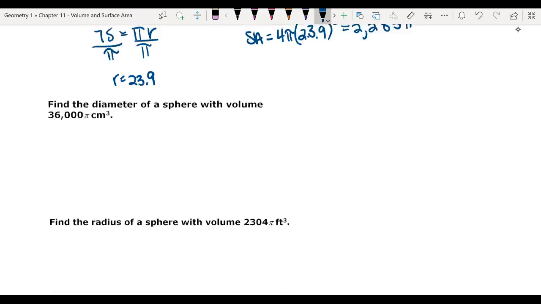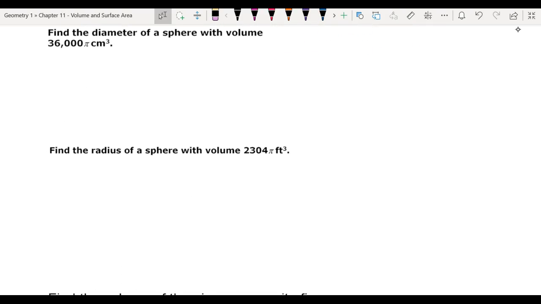All right. Next type. It says find the diameter of a sphere with volume 36,000 pi. So your volume equals 36,000 pi. Make sure you read what they ask because they do mix in surface area today, but surface area is easier because you're just dividing by 4 and then pi and square rooting. Okay?